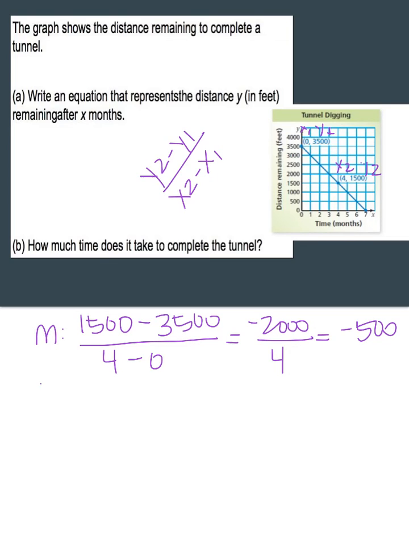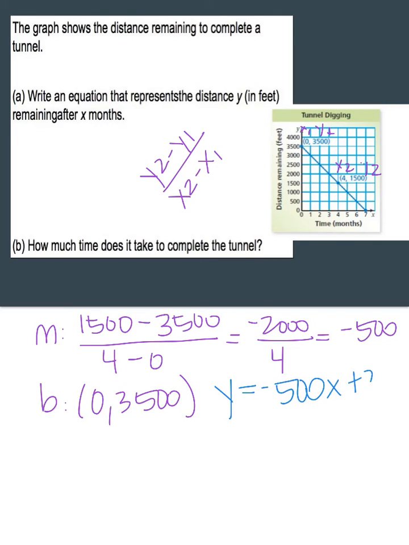And our b is pretty simple to find. That is just (0, 3,500). So go ahead and take that information and put it into an equation for me. You should have said y equals negative 500x plus 3,500. That's the answer to A.